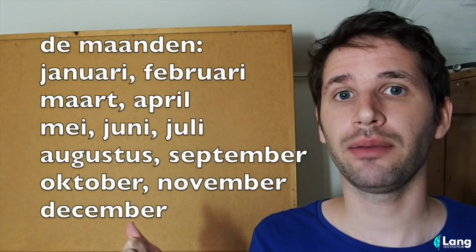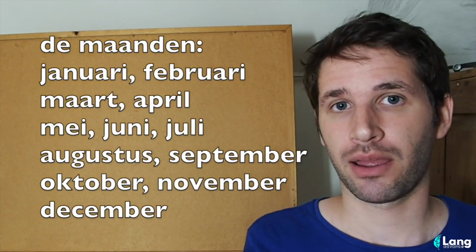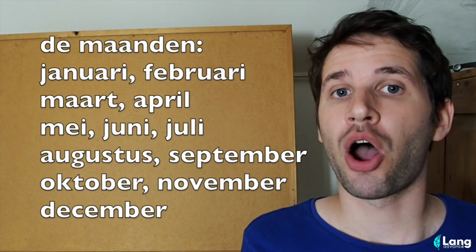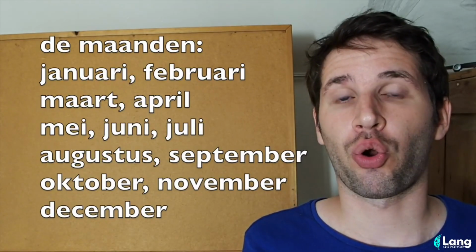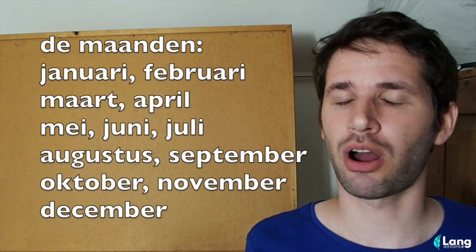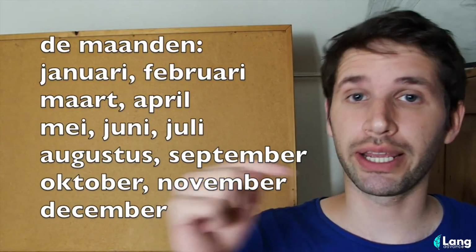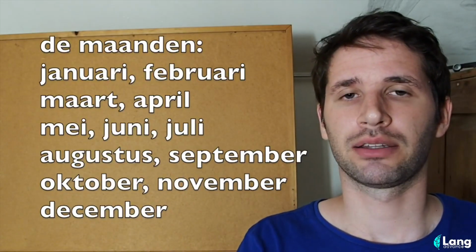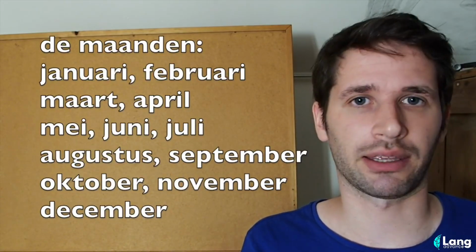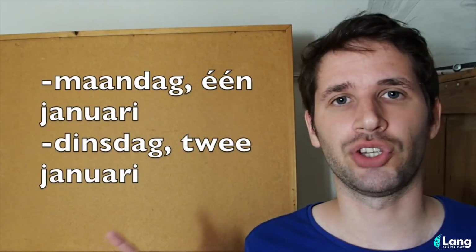That's januari, februari, maart, april, mei, juni, juli, augustus, september, oktober, november, december. So that's the 12 months of the year. Also, again, quite similar to English. To say in January or in February or any other month of this list, you say the same way: in januari, in februari. To say specific dates, for example, Monday the 1st of January, the easiest way is just to use maandag 1 januari.